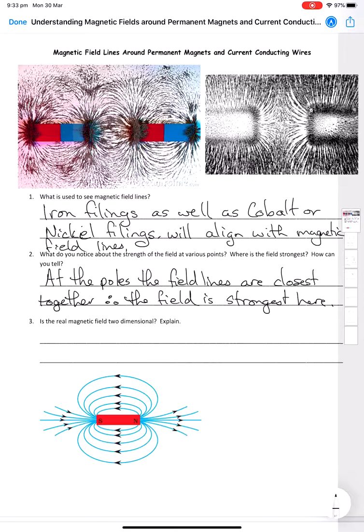All right. Is the real magnetic field two-dimensional? No. We have to put the iron filings on a piece of paper, which makes it two-dimensional. But if you are able to look around a magnet, it's a three-dimensional magnetic field. So the answer is no. The field is three-dimensional around the entire magnet.